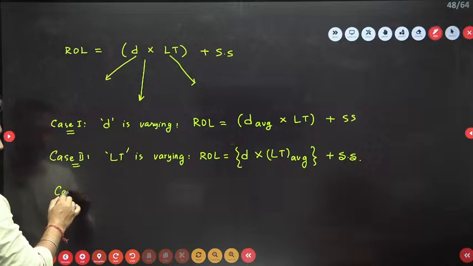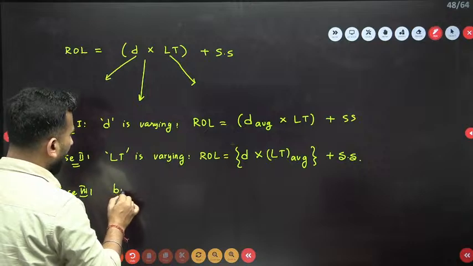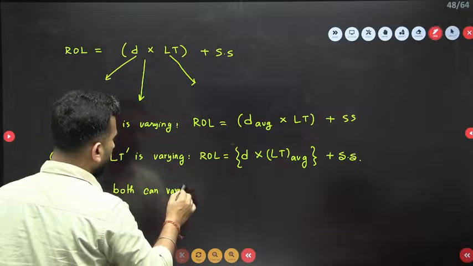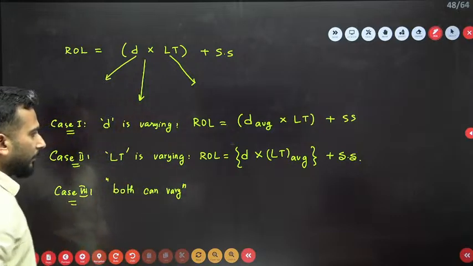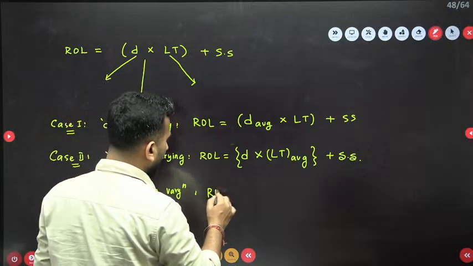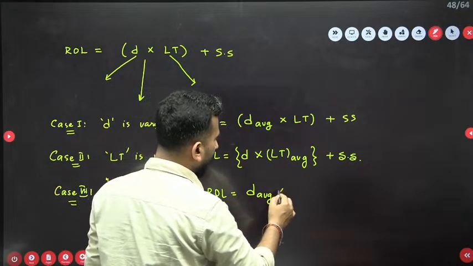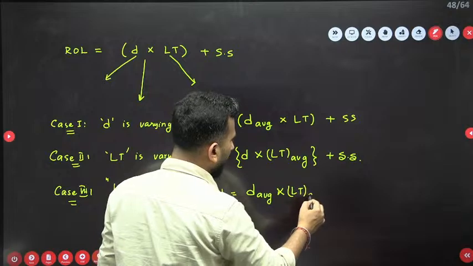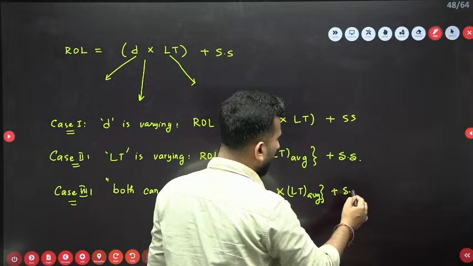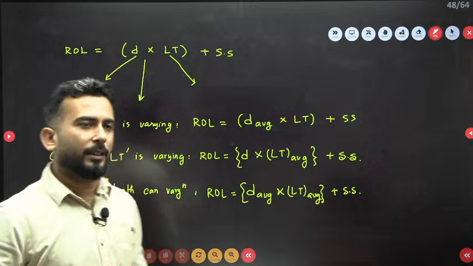And case 3 is what? Both can vary. So if both can vary, the reorder level will be what? I will take the average of small d, I will take the average of this, plus your safety stock. So the formula is the same. You just have to take the average.